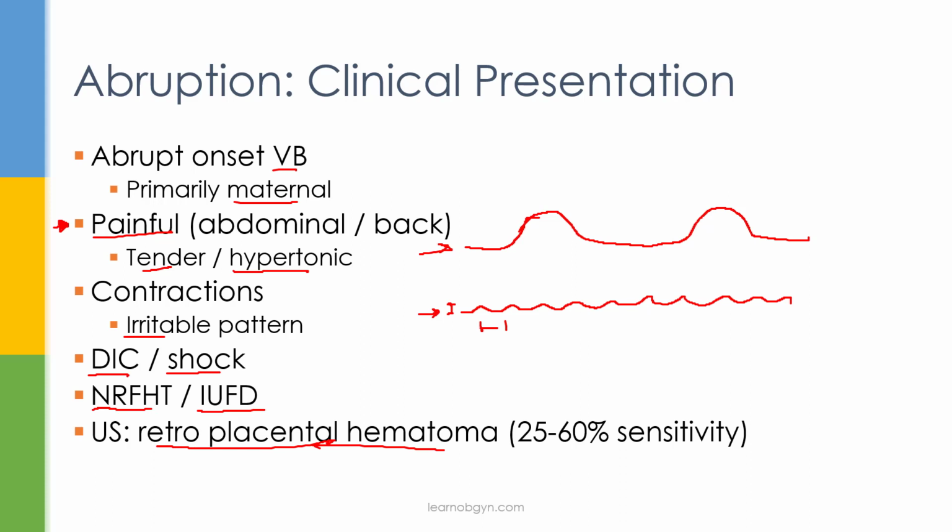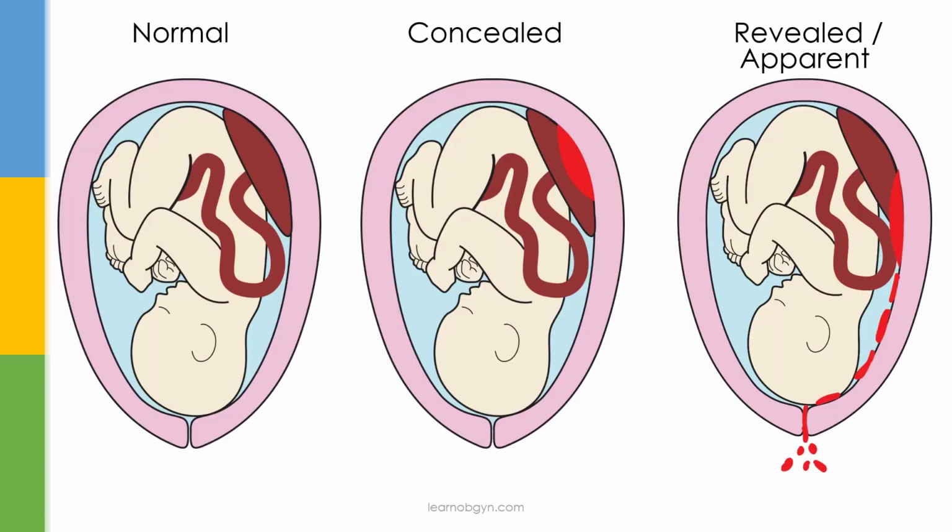You don't always see this, and in fact, the sensitivity can be as low as 25% to 60%. Remember that I said sometimes you may not have any bleeding. This is because the location of the separation can affect how much blood is visible. In a concealed abruption, the separation occurs somewhere in the middle of the placenta, and because of this, there is no path for the blood to escape from between the placenta and the myometrium, and the blood just accumulates between the myometrium and the placenta. Because of the location, the patient will not experience any visible bleeding.